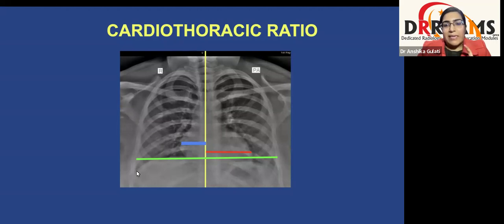And for the thoracic, at the level of the right dome of diaphragm, we draw a line to get the maximum internal thoracic diameter, and we divide these two, multiply by 100 to get the cardiothoracic ratio, which in adults has to be less than 50%, but in neonates it can go up to 60% also normally.